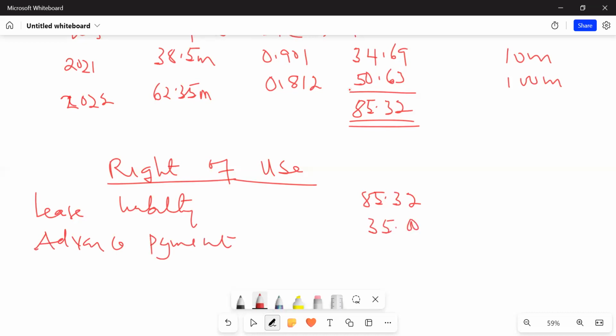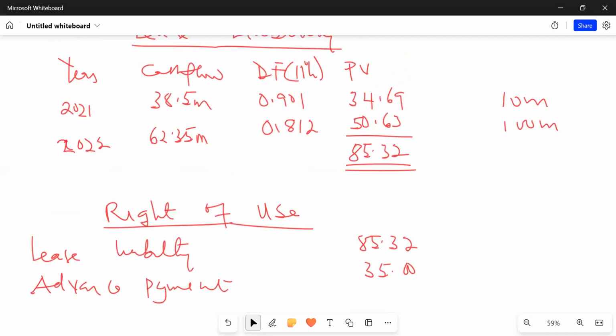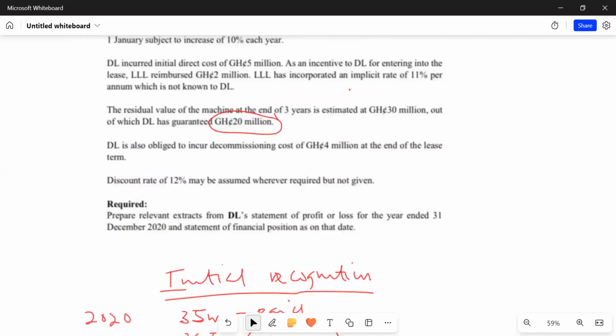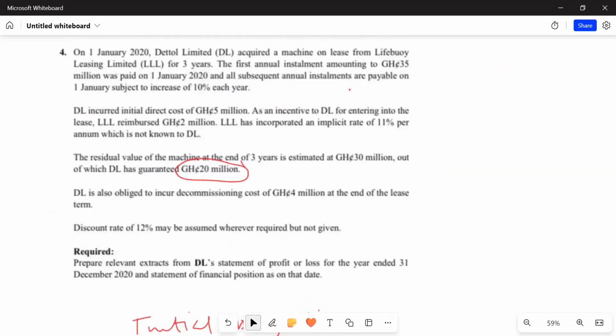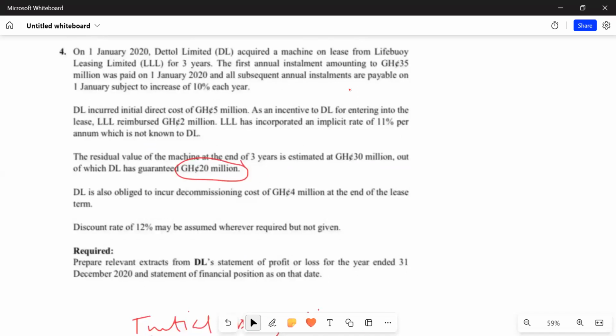So let's come to the question. There are other items there. Let's pick them. Okay. So DL Limited incurred initial direct cost of 5 million. As an incentive to DL for entry into the lease, the lessor reimbursed 2 million. The lease liability has incorporated the 11%. Okay, we are aware of the 11% already.